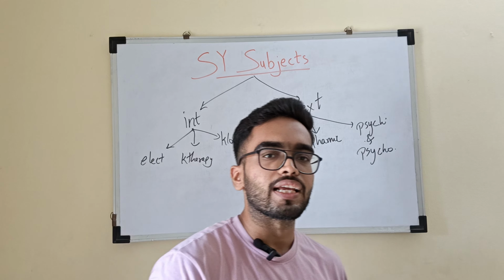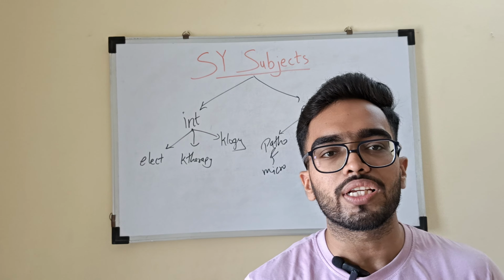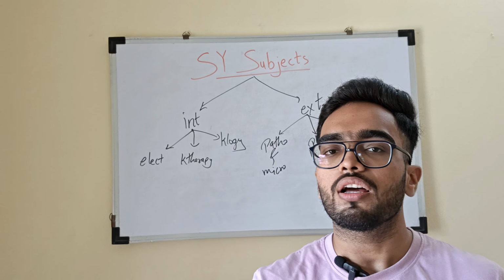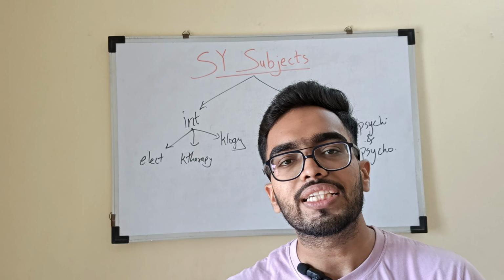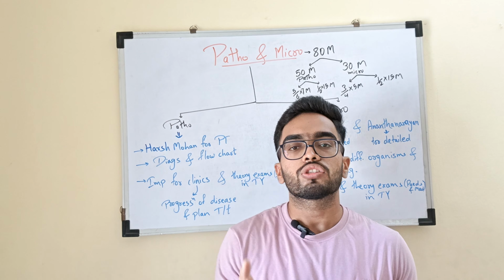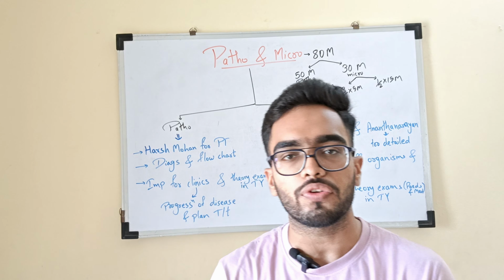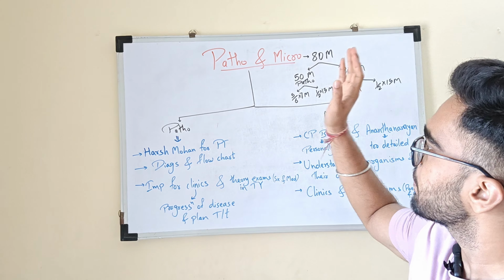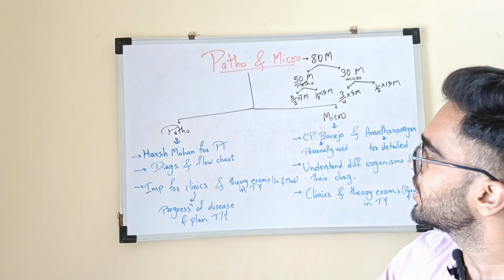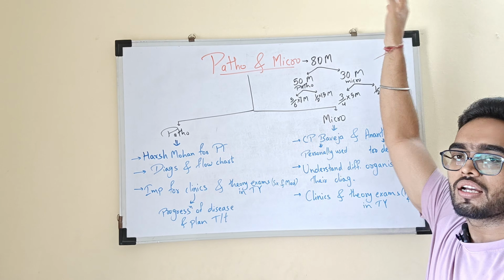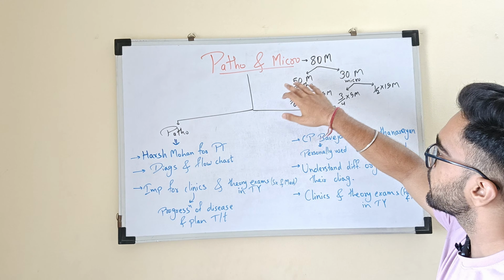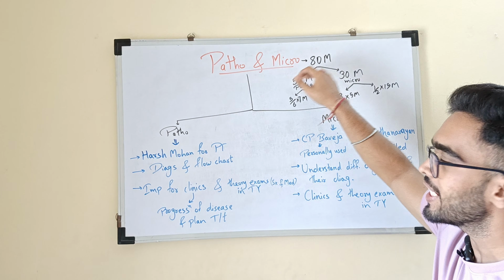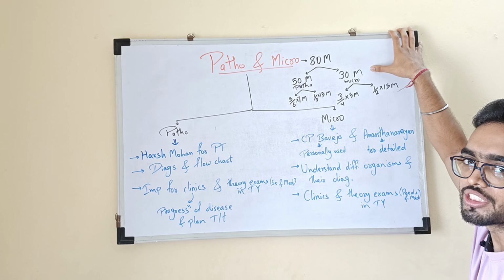Now we will be discussing each one of the subjects individually, and I will tell you which book to refer, how to read, how much importance to give, and how it is connected with your third year subjects. So starting with the external papers first, the first paper is pathology and microbiology, which is an 80-mark paper. We have only theory for that, there is no practical, and the 80-mark paper is divided into two sections, which is 50 marks for pathology and 30 marks for microbiology.